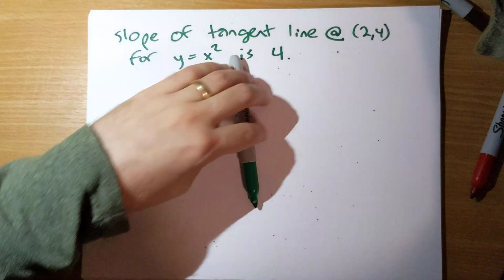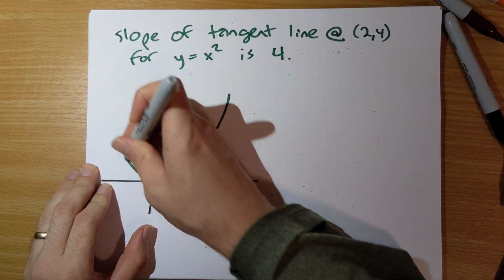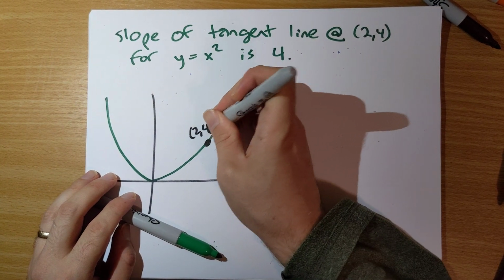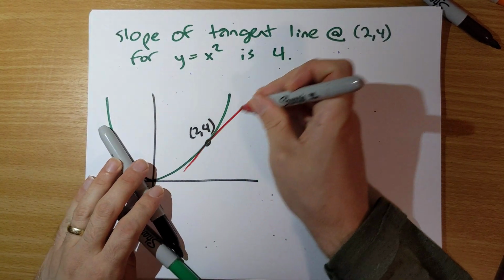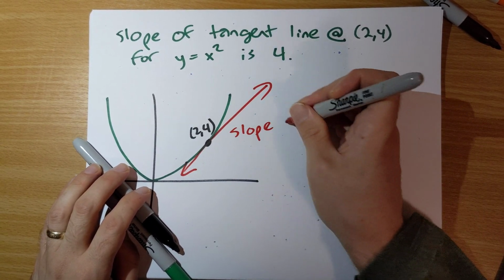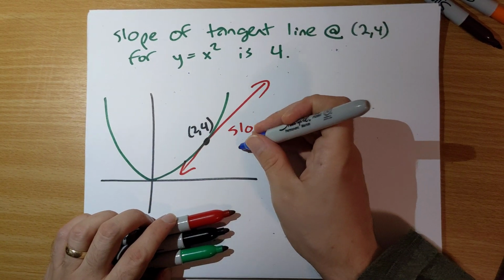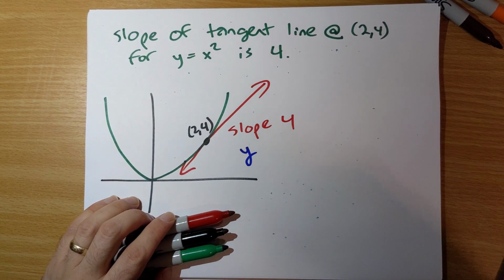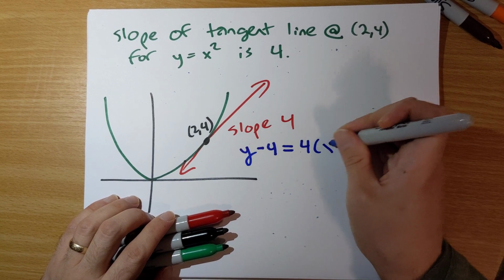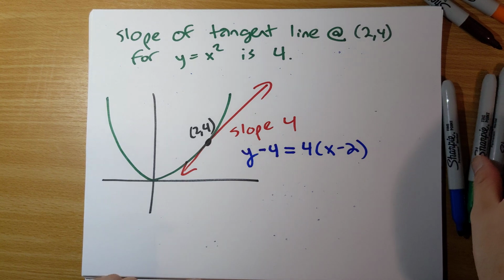If I draw axes here, here is our function, here is the point (2, 4), and this tangent line has slope 4. In fact, we could very easily write down, using point-slope form, y minus the y value, y minus 4, is equal to 4 times x minus the x value. So this is the equation of that line.